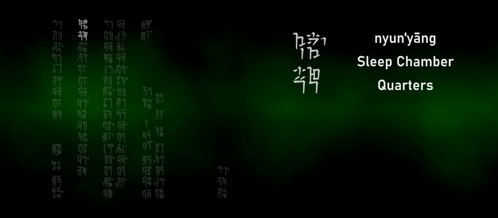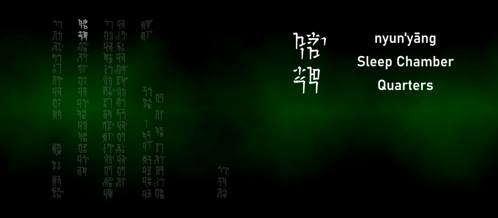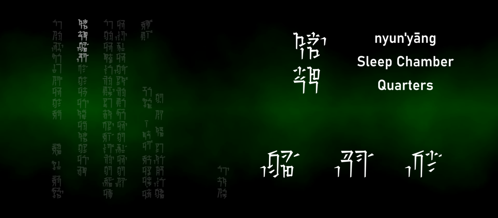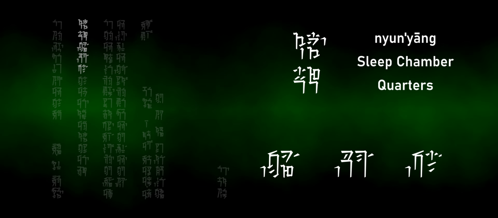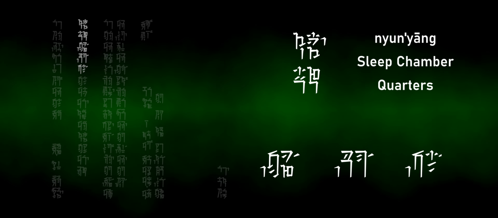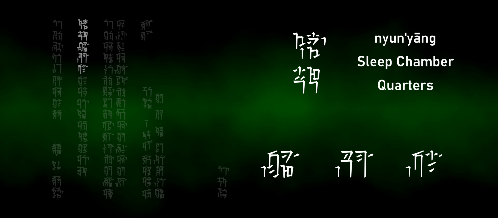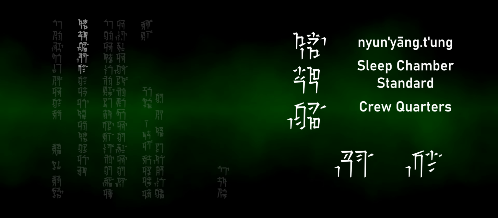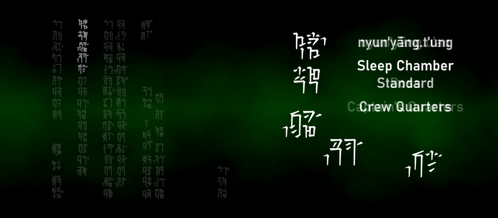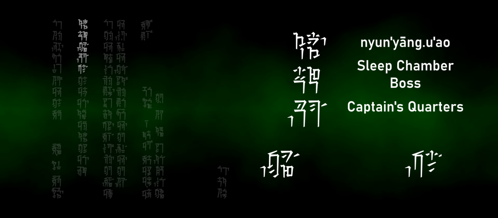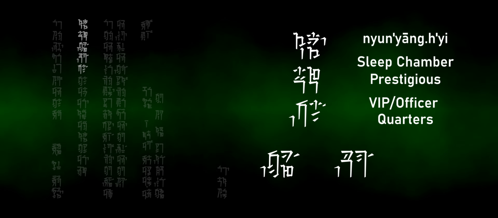The next block starts with the label from the wall of the quarters. However, the next 3 syllables are all related to it. The first 2 syllables, Nyunyang, means sleep chamber, and on its own means cabin or quarters. But if you add on one of the other 3 syllables, you get a type or grade of accommodation. Nyunyang Tung means standard or crew quarters, Nyunyang Wal means the captain's quarters, and Nyunyang Hie means VIP or officer's quarters.